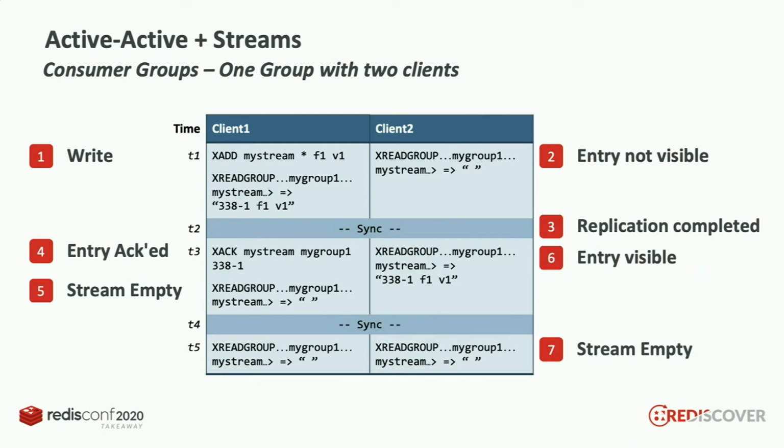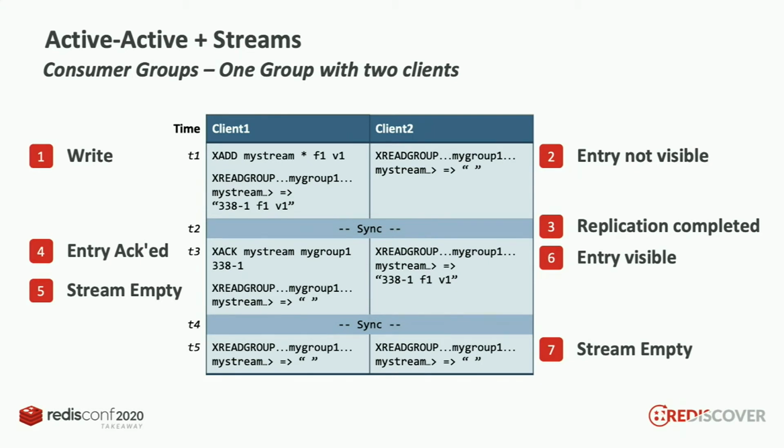If you now look at step 2 on client 2, reading that group means the entry is not visible because those changes have not been synchronized across the clusters. So we see at step 3, the synchronization is completed, and therefore the replication is completed. On client 1, we can acknowledge that we've processed that event, that entry, and if we now look at the stream again, it's empty.